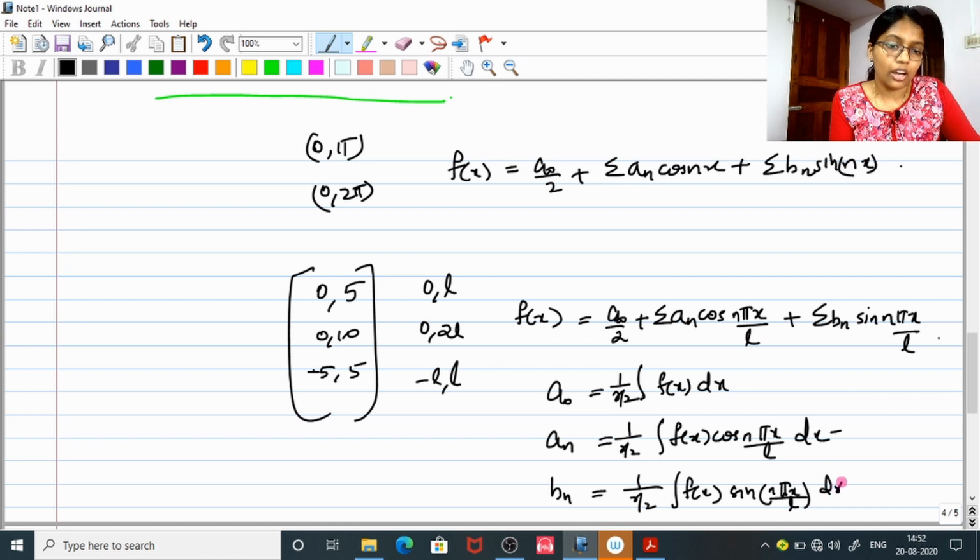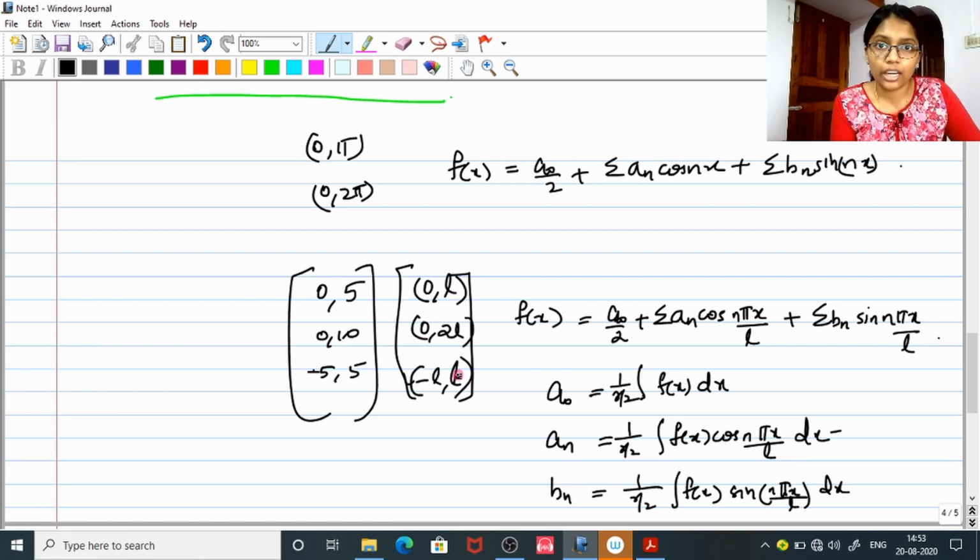Okay. And how do you get to know the value of L? You just need to compare the expression with any of these three: 0 to L or 0 to 2L or negative L to L. Only these three kinds of ranges will be there. Okay, 0 to L or 0 to 2L or negative L to L.